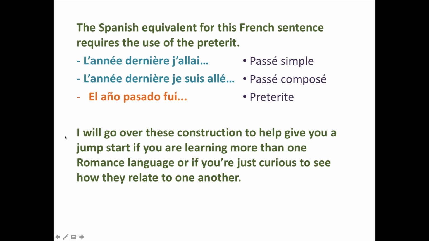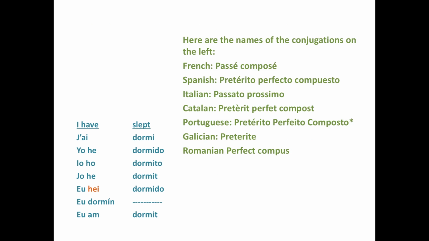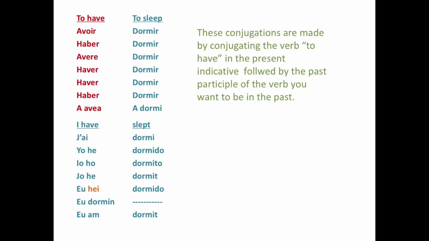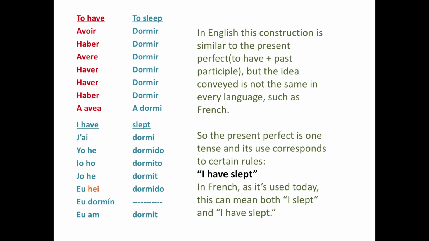I will go over these constructions to help give you a jump start if you're learning more than one Romance language, or if you're just curious to see how they relate to one another. Here are the names of the conjugations on the left hand side. These conjugations are made by conjugating the verb to have in the present indicative followed by the past participle of the verb you want to be in the past. In English, this construction is similar to the present perfect, to have plus the past participle, but the idea conveyed is not the same in every language, such as French.